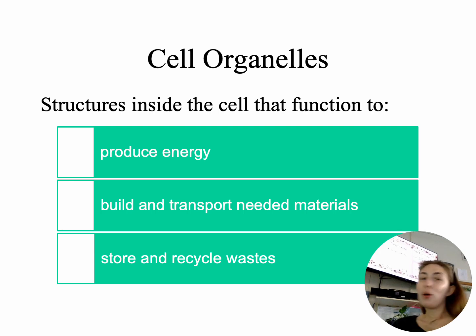Next, we have our cell organelles. Cell organelles are the structures inside the cell that have various functions. You can think of them as like organs. Remember, the organs in our body had different functions, and so these organelles are also going to have different functions. They are going to, one, produce energy. They're also going to build and transport needed materials. So anything your body needs in order to survive, they're going to move it around and transport it. And then lastly, they're going to store and recycle waste. So we're going to store the stuff we need and throw out the trash.